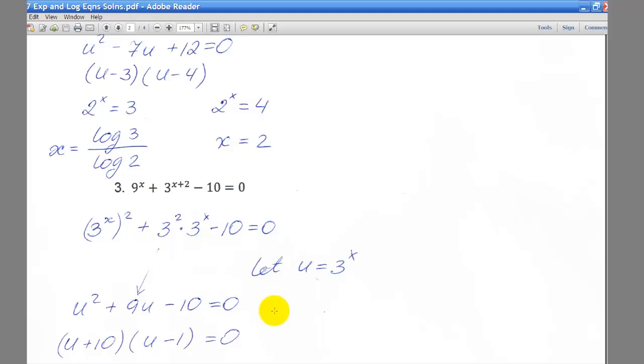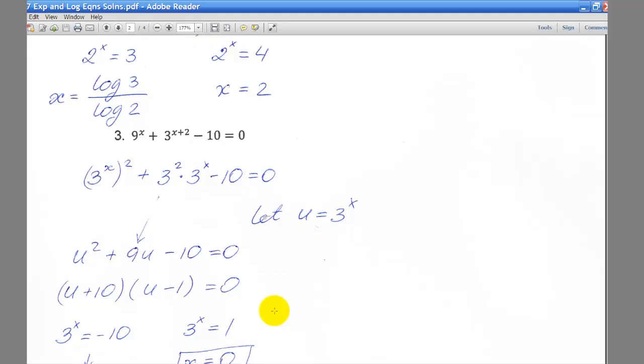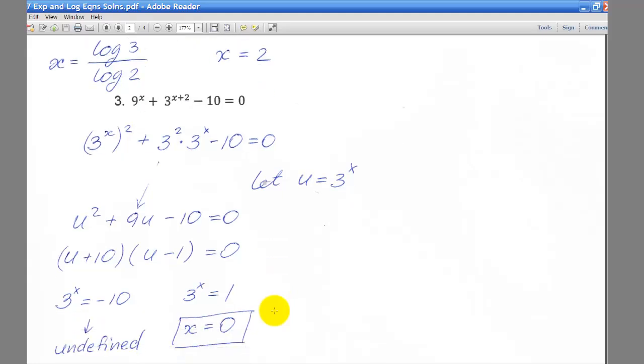My two factors are 10 and negative 1. And so my zeros are: 3 to the power of x equals negative 10 is undefined because it can't be negative. 3 to the power of x equals 1. X equals 0 because 3 to the power of 0 will give me 1.